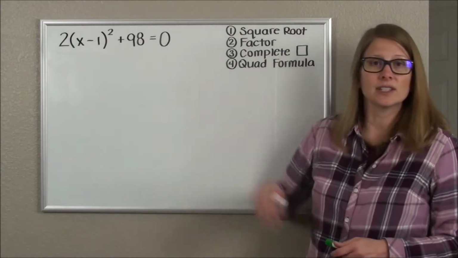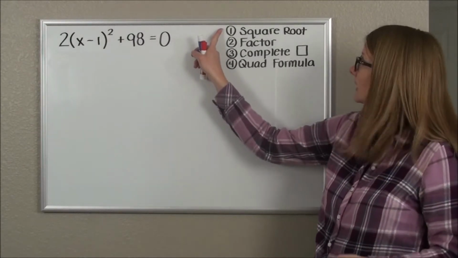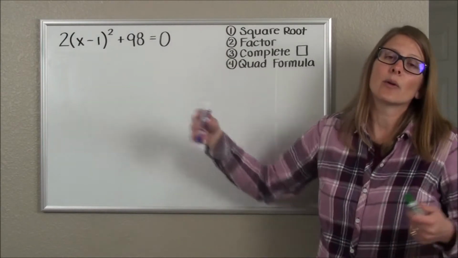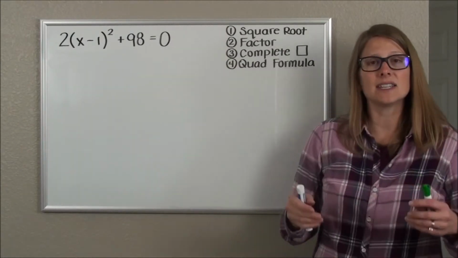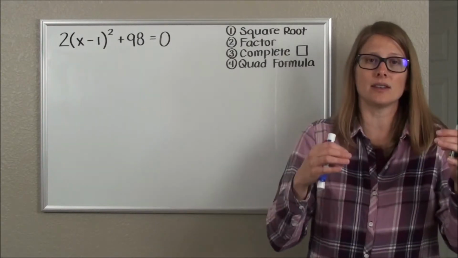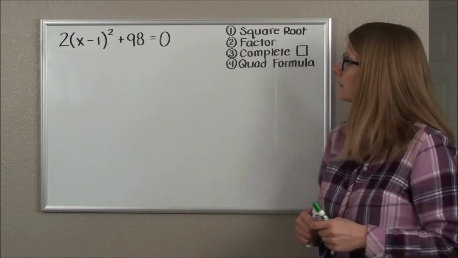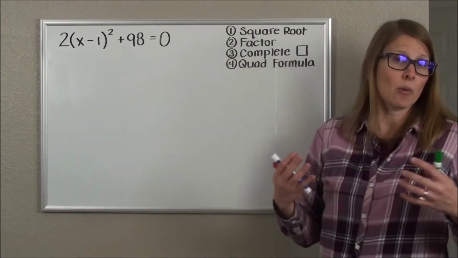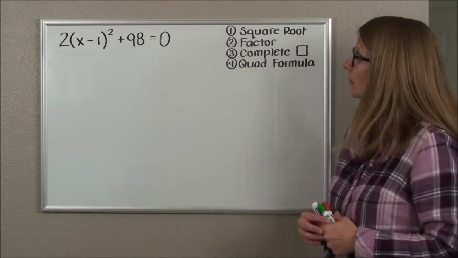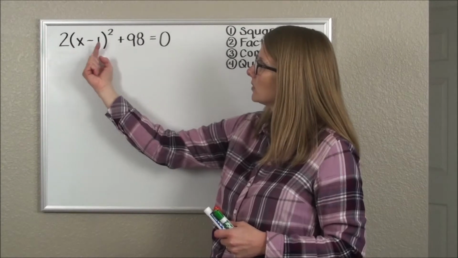So for this first example, let's begin by checking out the first option. Can I use the square root property to solve this equation? Now remember, with the square root property, the idea is that we want the equation to say something squared equals a number, so that we can take the square root on both sides. So when I look at this equation, I want to ask, can I reasonably make it say something squared equals a number? Well, the parentheses are helping me to see something squared.